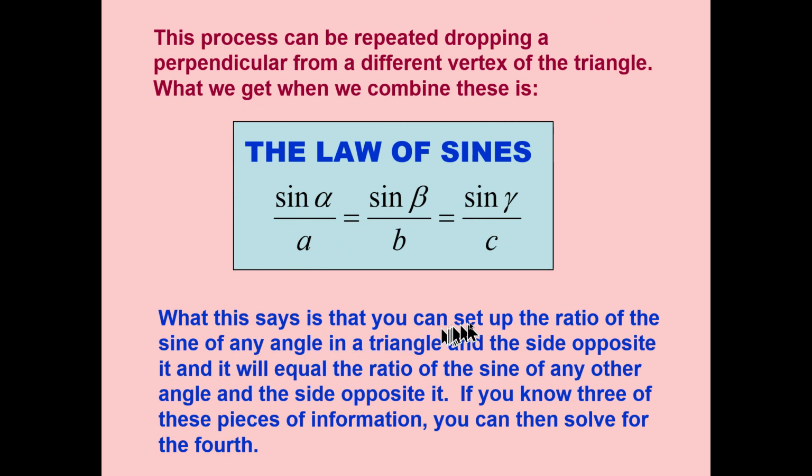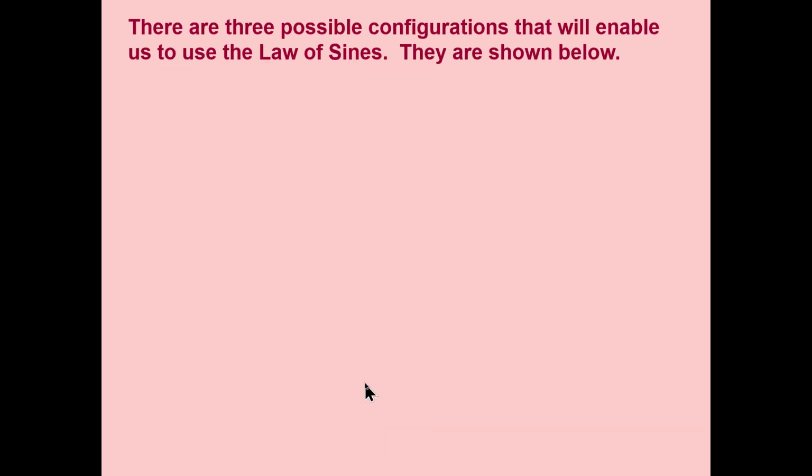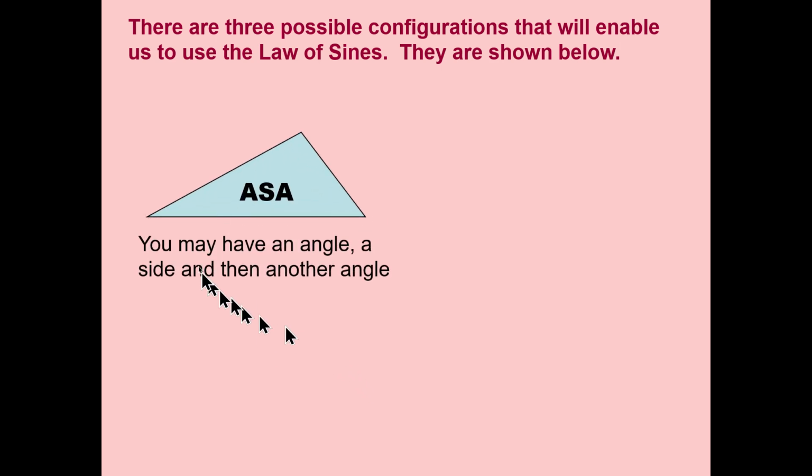What this says is that you can set up the ratio of the sine of any angle in a triangle and the side opposite it, and it will equal the ratio of the sine of any other angle and the side opposite it. If you know 3 of these pieces of information, you can solve for the 4th. You may have an angle, a side, and then another angle. The 3 possible configurations let us use the law of sines as shown here.